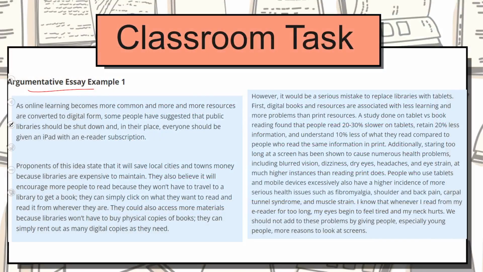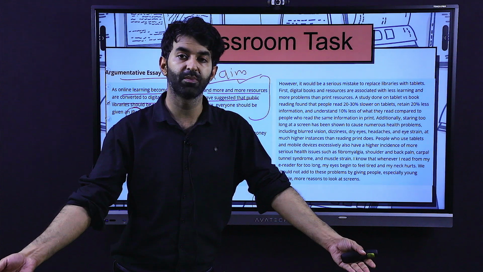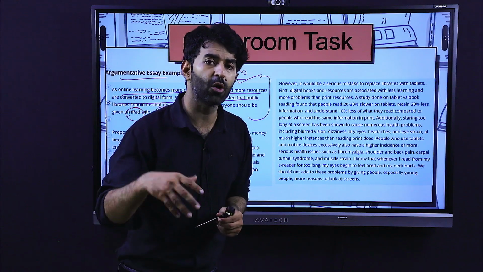Argumentative essay. This is an example. Now this is a claim. What is it? A claim. As online learning becomes more common and more resources are converted to digital form, some people have suggested that public libraries should be shut down, and in their place, everyone should be given an iPad with an e-reader subscription. Now, libraries should be closed and everybody should be given iPads and e-readers. This is a claim.